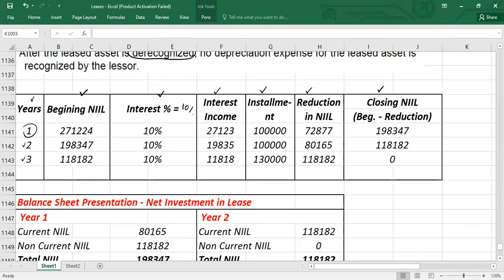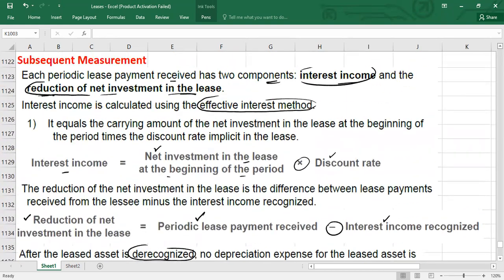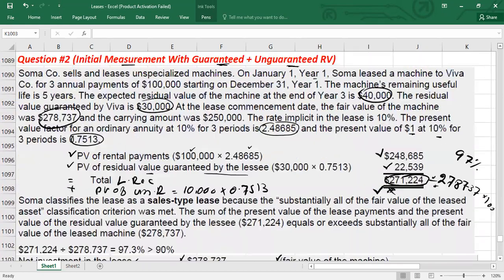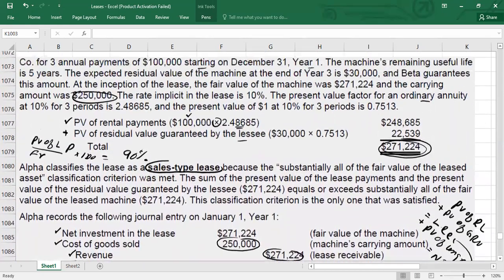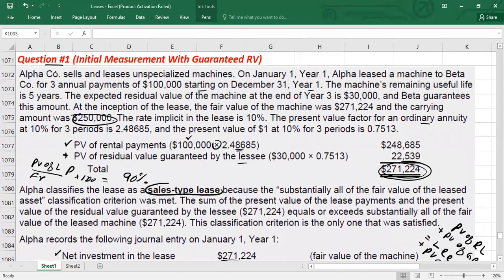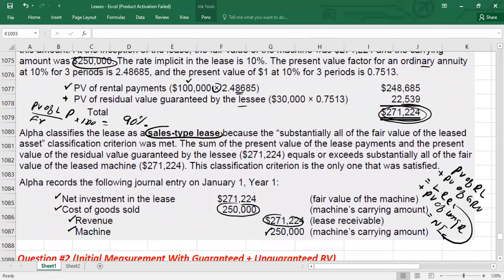Now guys, please remember, in the first example, let me show you that example first. This was our first example, question number 1. And here we have net investment in lease. If you remember, we have booked it with 271,224, and the discount rate is 10%. So I'm dealing with this here.